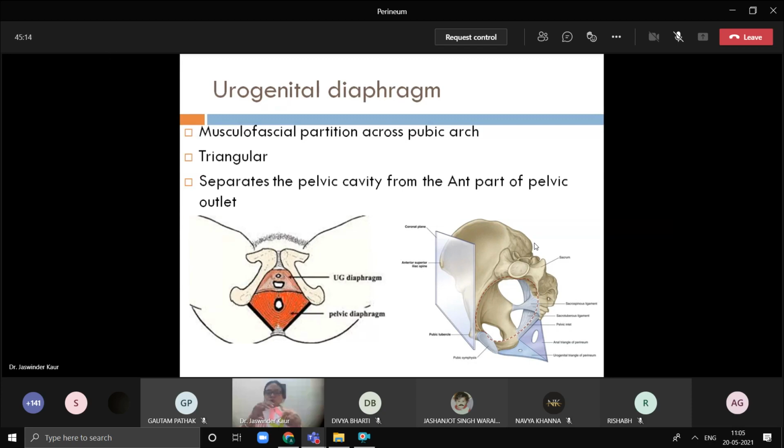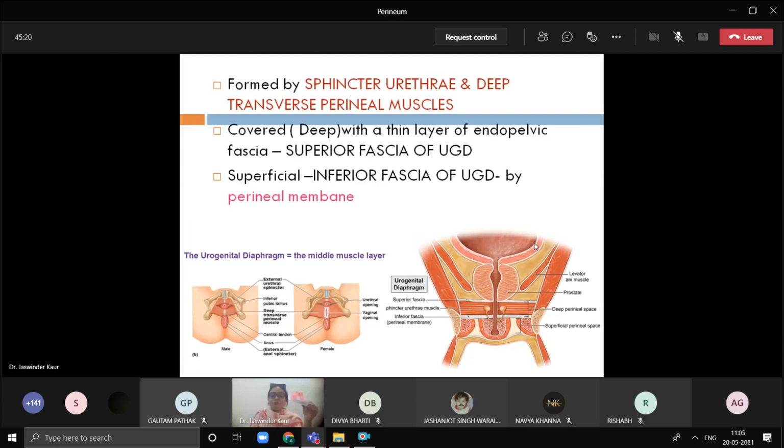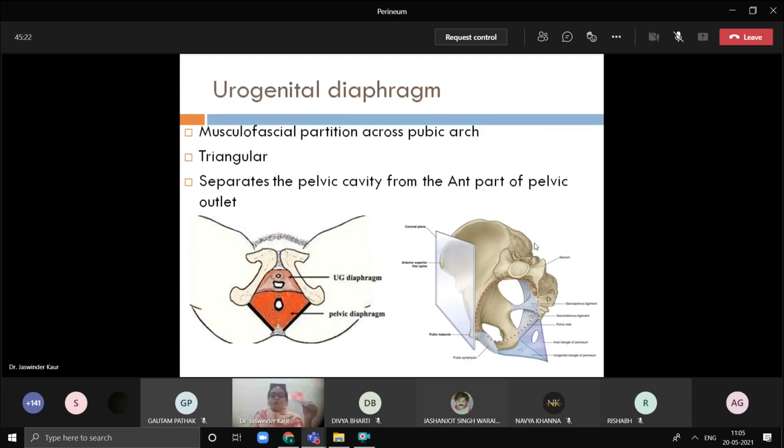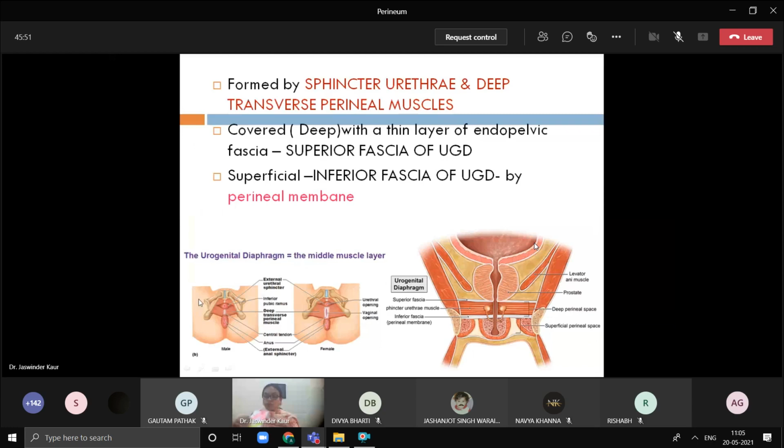Now one thing: with the word diaphragm, you may have confusion about the pelvic diaphragm also. I will tell about the pelvic diaphragm and the urogenital diaphragm later on. What is the position of the urogenital diaphragm and what is the position of the pelvic diaphragm? In relation with the posterior triangle, the anal triangle, is present the pelvic diaphragm, right? So the pelvic diaphragm is present in relation with the anal triangle, and the urogenital diaphragm is present in relation with the urogenital triangle. What I have told you is that the urogenital diaphragm is a musculofascial partition.